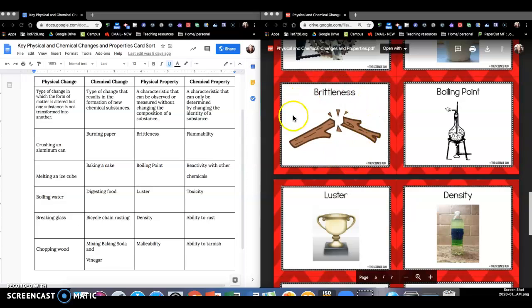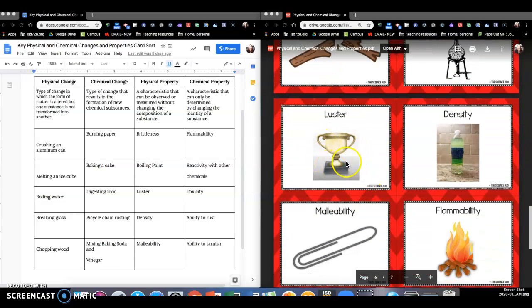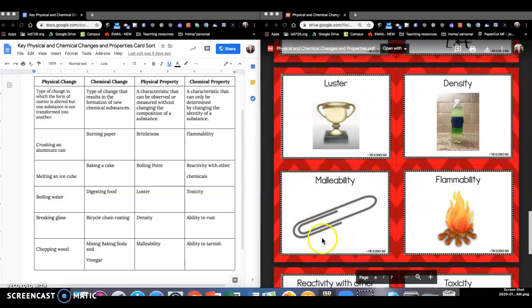Some examples of those were brittleness. Brittleness is if it breaks easily. We can break a piece of wood and it's still a piece of wood. Boiling point, we can find out the boiling point. Luster is the shininess. Density. And malleability. Malleability is if it can be pulled into a wire. It's a property that a lot of metals have. So those are all physical properties.